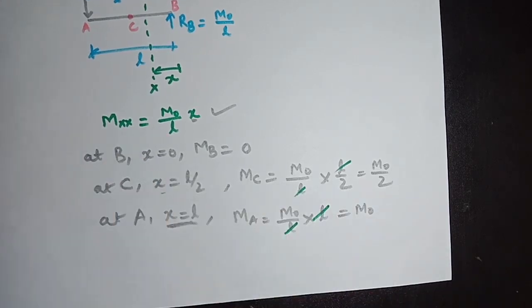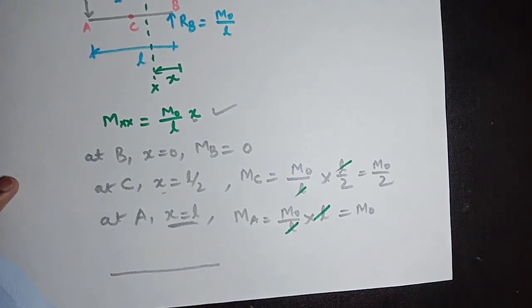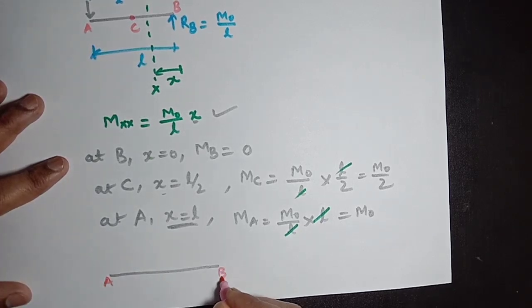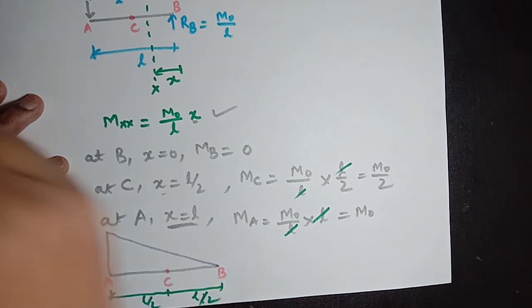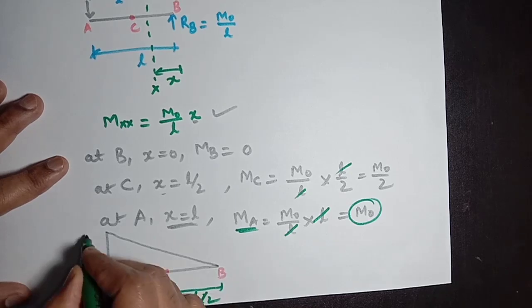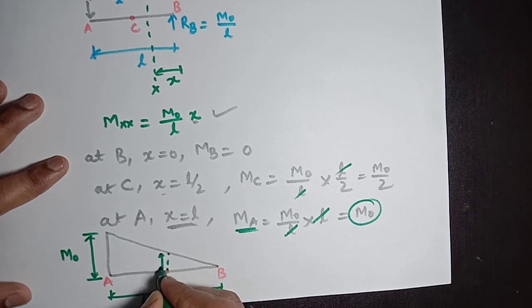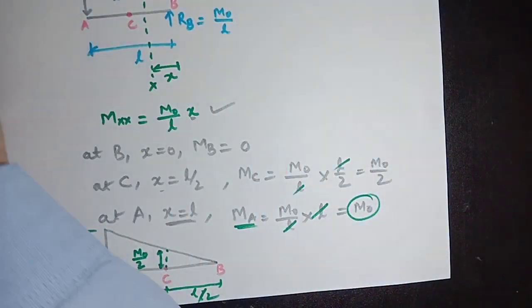So the bending moment diagram will be here. This is the length of this beam. This is point A, this is point B, and this point is C, the center of this beam. This length is L by 2, and this length is L by 2, and the bending moment profile will be this. Here MA equal to M0, and at the center of this beam the value will be M0 by 2. This is the bending moment diagram for this real beam.